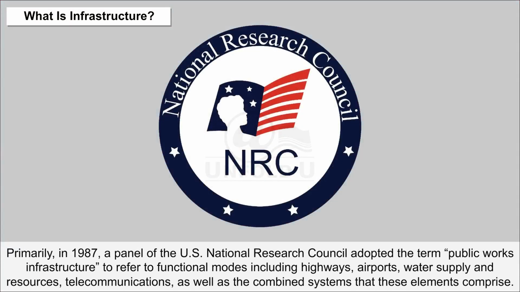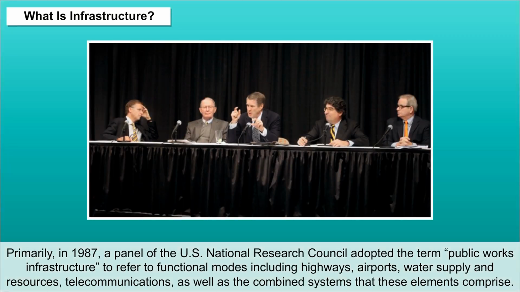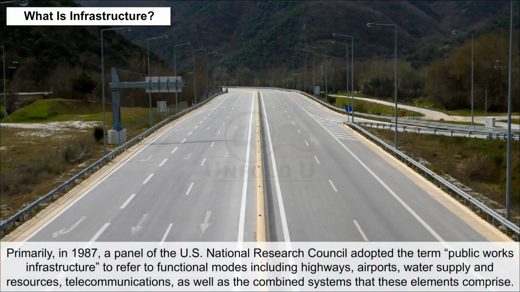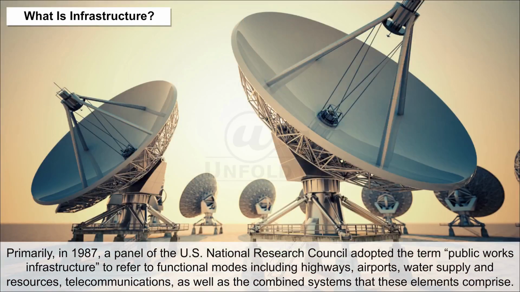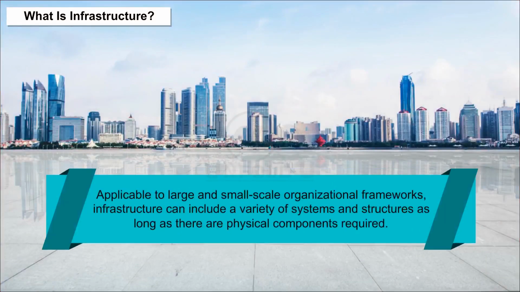Primarily, in 1987, a panel of the U.S. National Research Council adopted the term public works infrastructure to refer to functional modes including highways, airports, water supply and resources, telecommunications, as well as the combined system that these elements comprise.